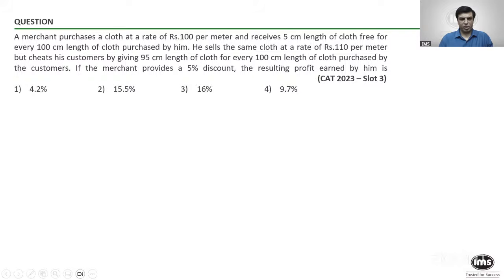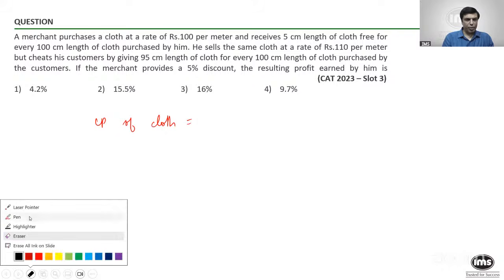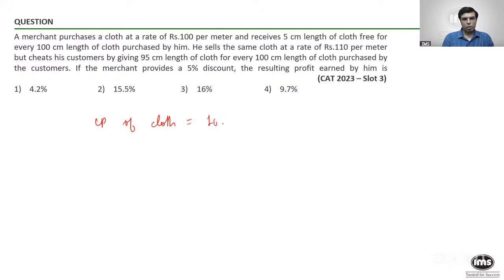This is the question. Let us first do it by making an assumption. So let us assume that cost price of the cloth is 100 rupees. Achha, cost price already given to us. Sorry, cost price already given. So there is no need to assume. The cost price of cloth is 100 rupees per meter. Okay.